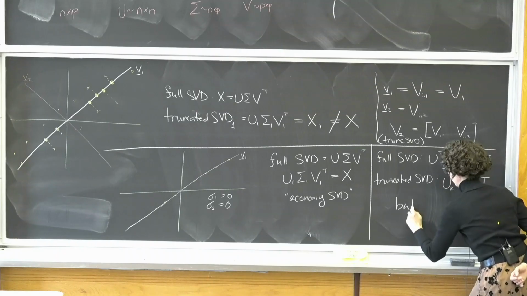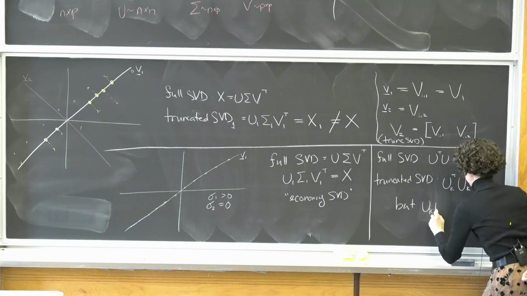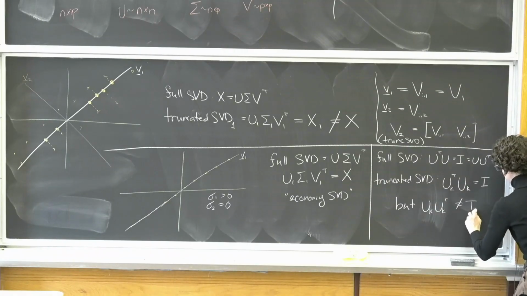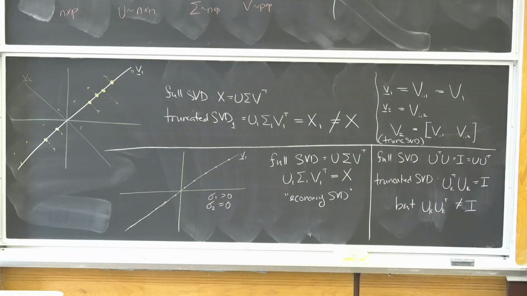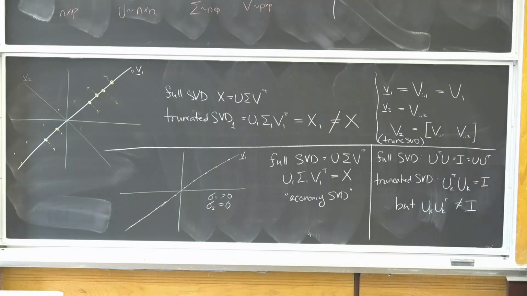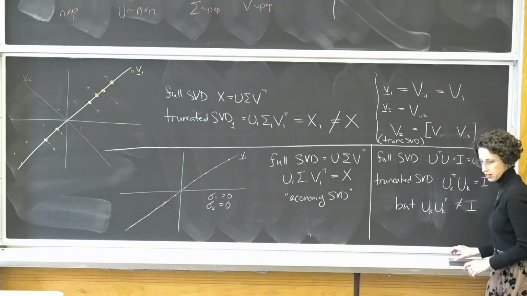But UK UK transpose is not the identity matrix. It's an easy mistake to make, but these are rectangular matrices now, and once we compute these inner products, we no longer have an identity matrix after we've done this truncation. Okay, this will come up a little bit later when we do various machine learning tasks, but I just wanted to highlight it now.